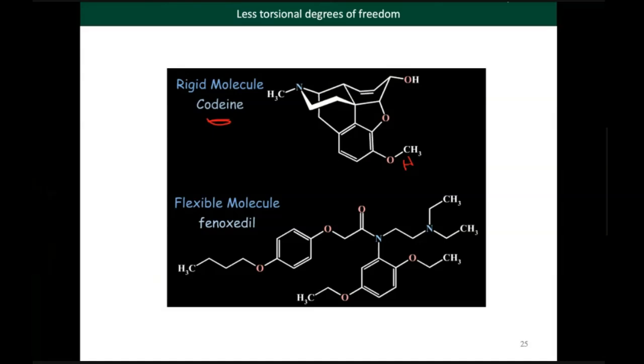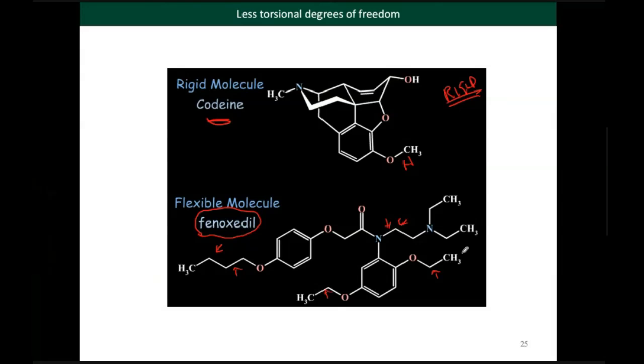So this molecule is rigid in nature because the number of rotatable bonds is small. The torsional degrees of freedom is less. But if you take phenoxidil, another drug molecule, this is a highly flexible molecule. How do you say it is highly flexible? Because there are many more rotatable bonds present. If any molecule has more rotatable bonds, then obviously it can be present in many conformations, right? So the molecule is highly flexible.